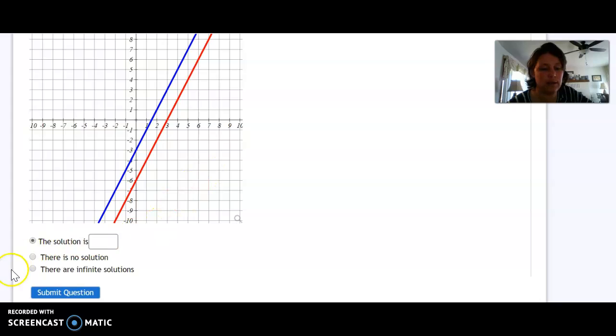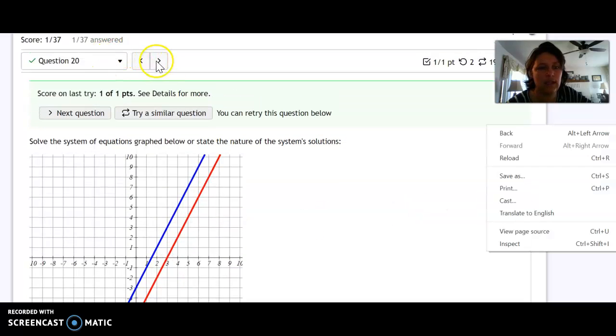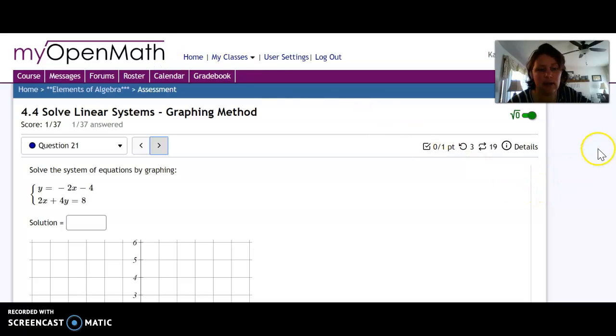So what we're going to say about this one here is that there is no solution. Because remember, the solution of a system of equations is when the lines cross. So if the lines never cross, there will never be a solution. So there we go. And then let's move on to the next one. So on to 21 now.